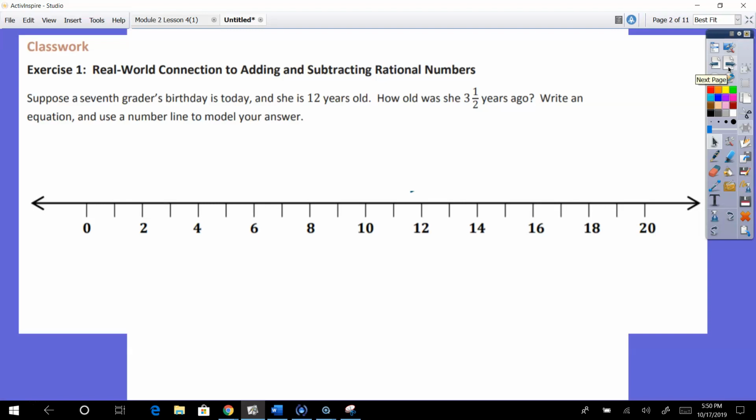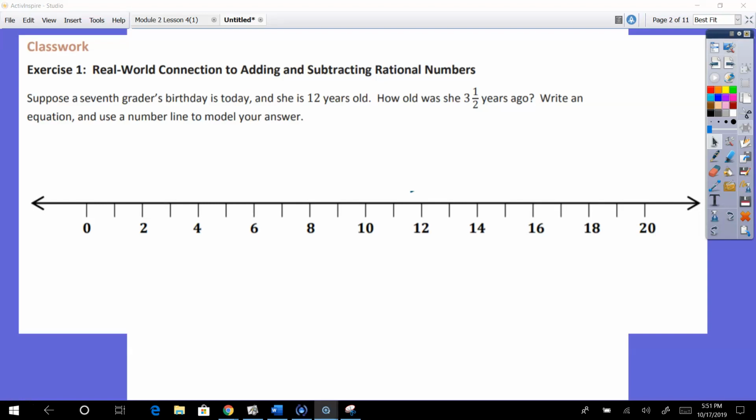So go ahead and pause the video to try this exercise, and then afterwards go ahead and resume the video to check your answers.